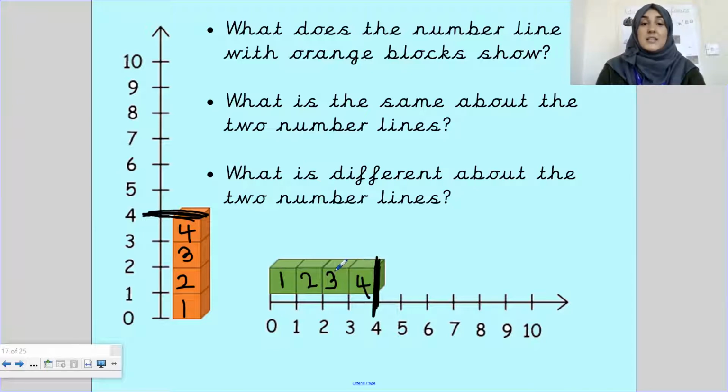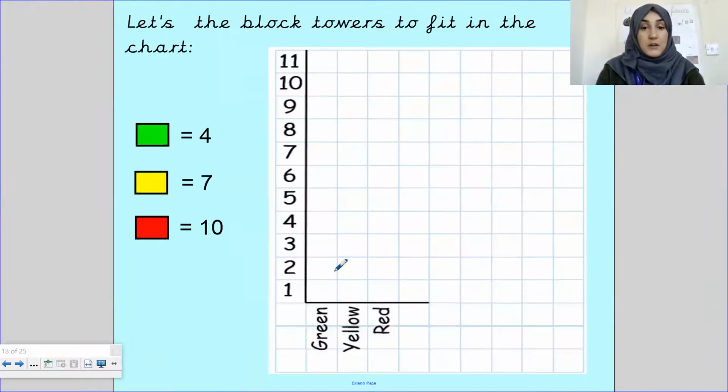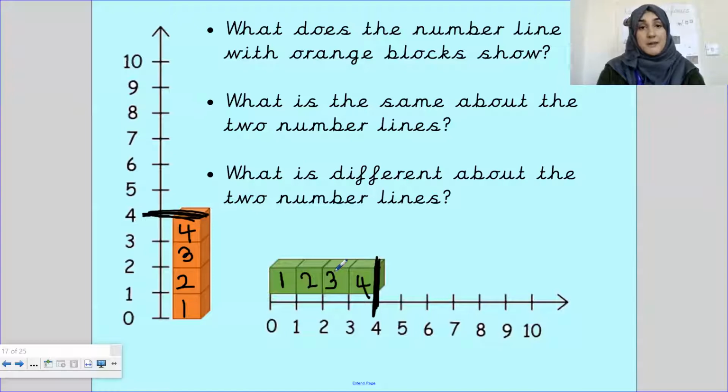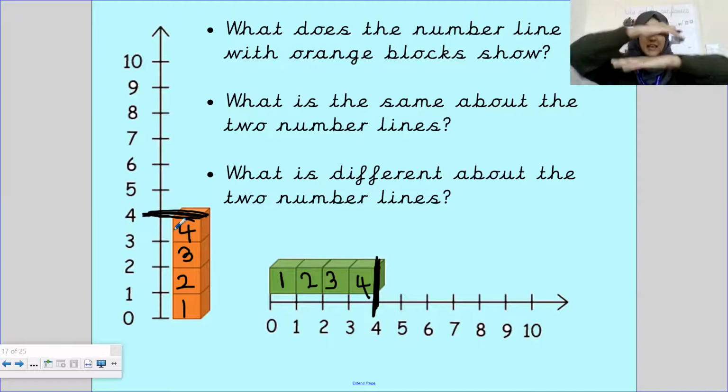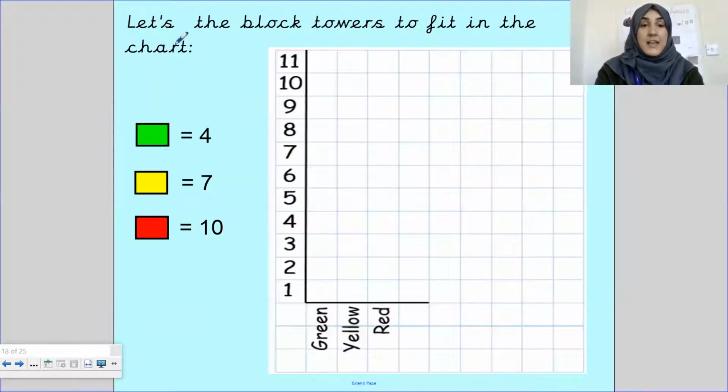Now, what is different about the 2 number lines? Can you think of anything? Well done. When we look at this block here, it's like a tower. It's standing up straight. It's in a column. But the other one, the green one, is in a row. It's sort of lying down. So that is the difference between them. But they both have 4 blocks, so they are both equal.